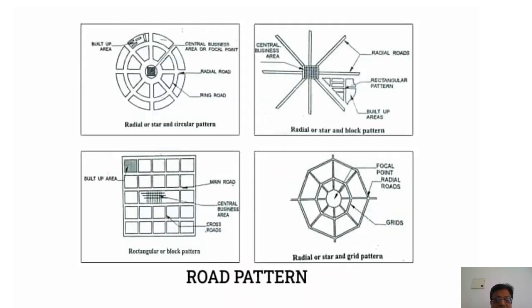So these are the different patterns of road. You can see here the first one, radial or star and circular pattern. This is the center place of this sketch. Here you can see there is a black mark. This is nothing but CBD, which we popularly call a CBD. CBD is Central Business District. Any important area you call a CBD.